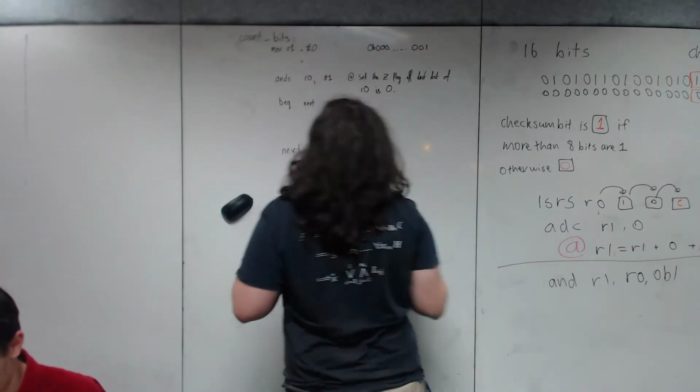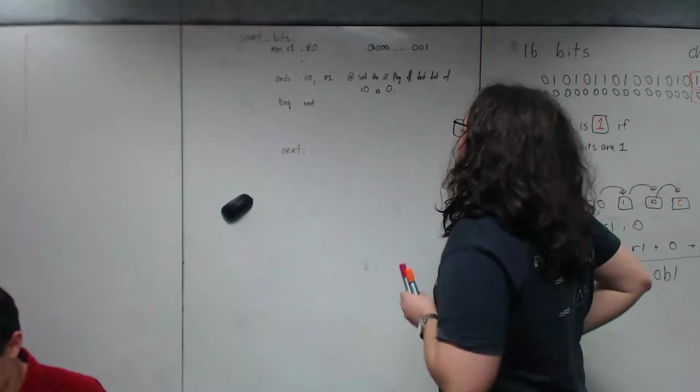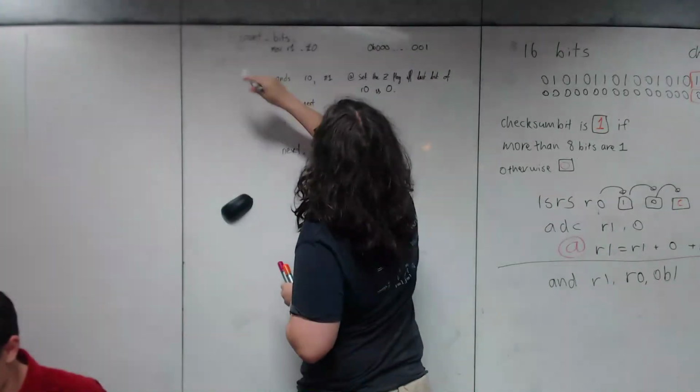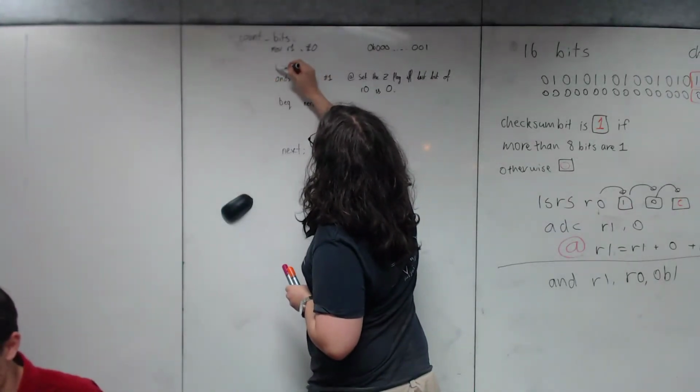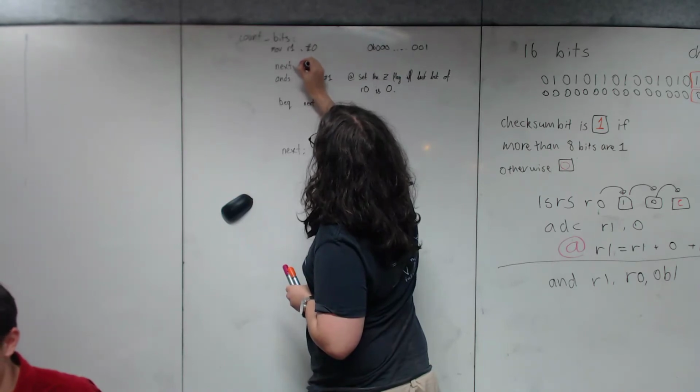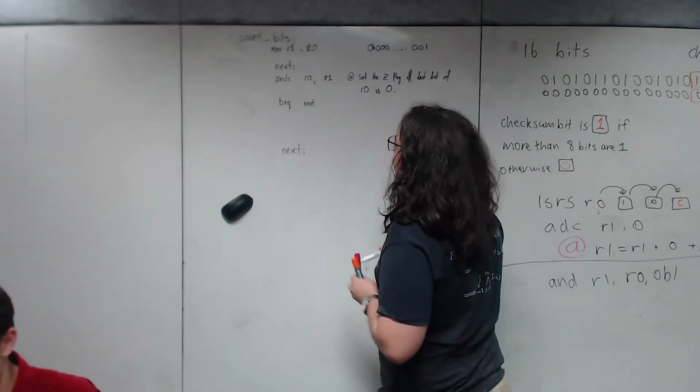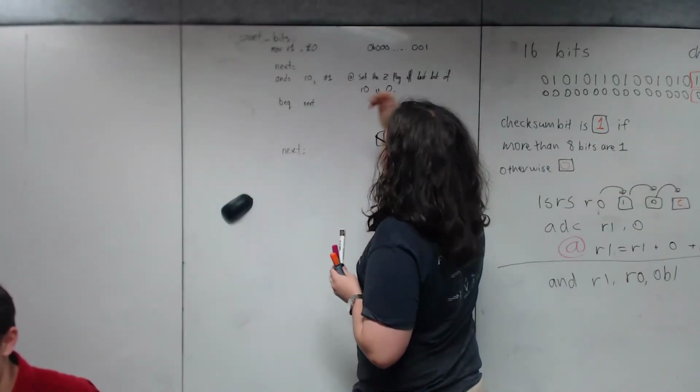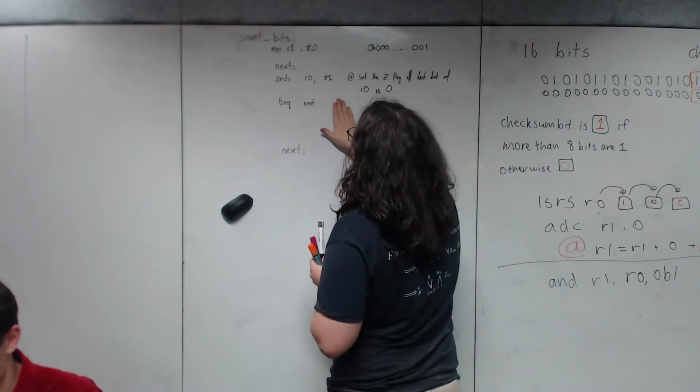Alright, so we're going to start by setting the count to 0. Next, that's where the next label goes. We're going to AND it, and we're going to set the 0 flag.